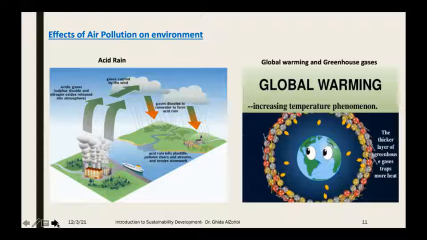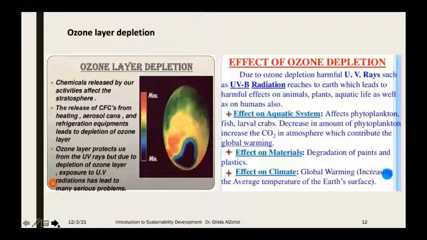Moreover, air pollution also causes global warming. Why? Because in air pollution, the amount of greenhouse gas increases, and it enhances the greenhouse effect and causes global warming and therefore climate change. In addition, air pollution causes ozone layer depletion. Chemicals released by our activities affect the stratosphere, and the release of CFC, or chlorofluorocarbon, from heating, aerosol cans, and refrigeration equipment leads to depletion of the ozone layer.